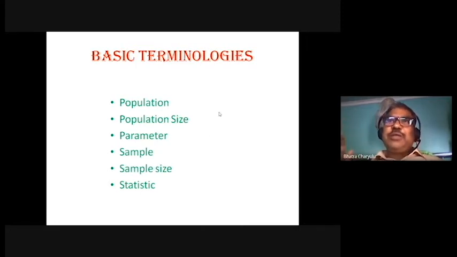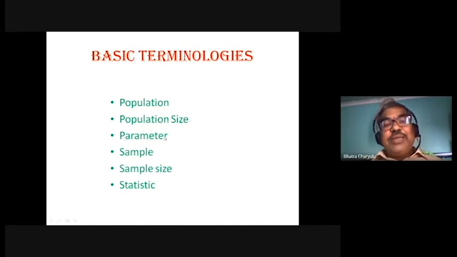Now, in that population, what are the total observations that exist? It may be infinite. How many students are there or produced by the university? Maybe lakhs. So it is very difficult to collect each and every one, which is very huge. So that is called the population size, which may be very large.